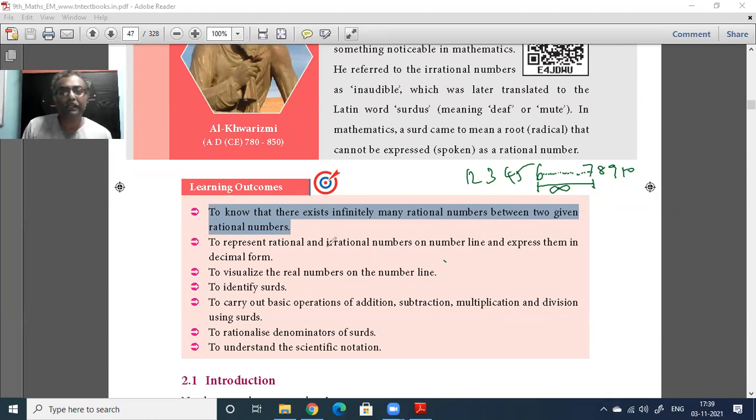Then, to represent rational and irrational numbers on the number line and express them in decimal form. Okay.